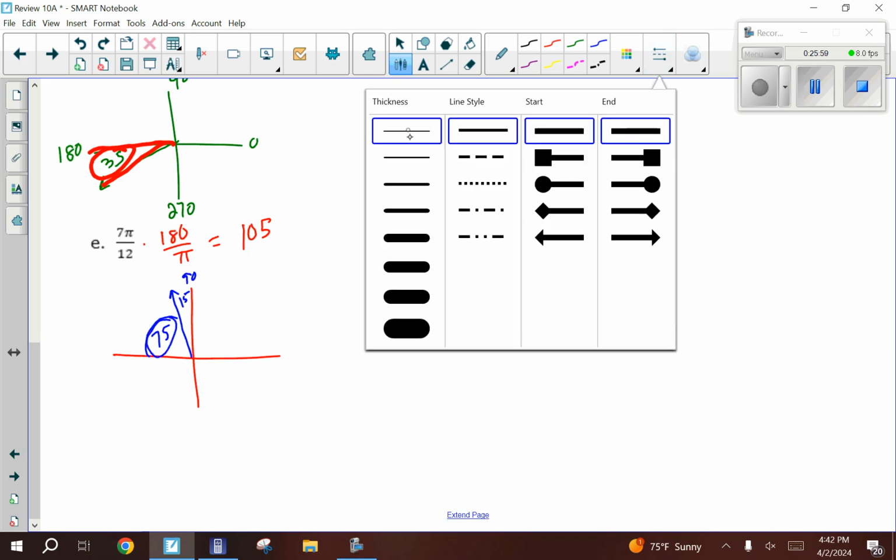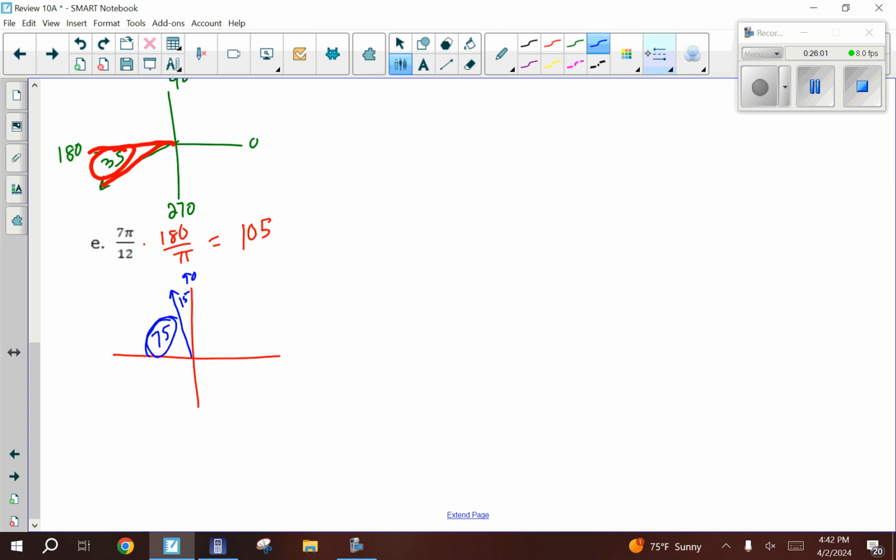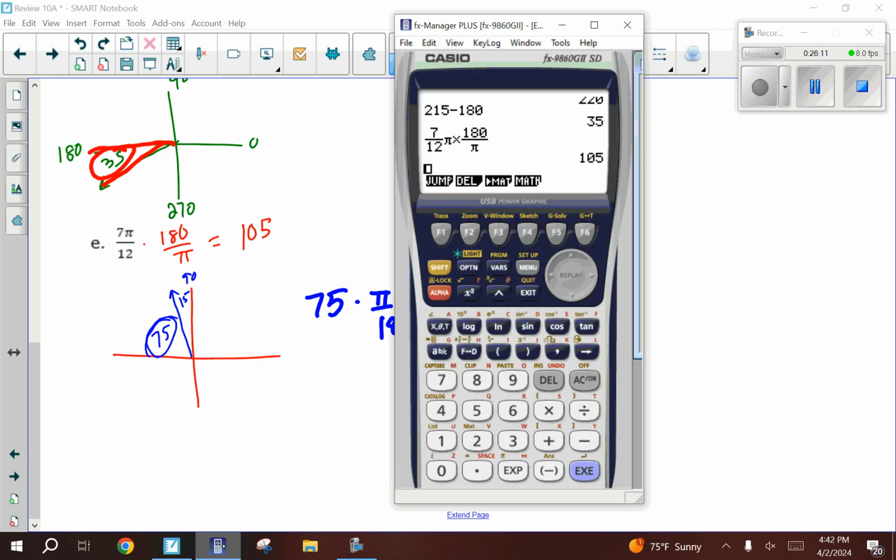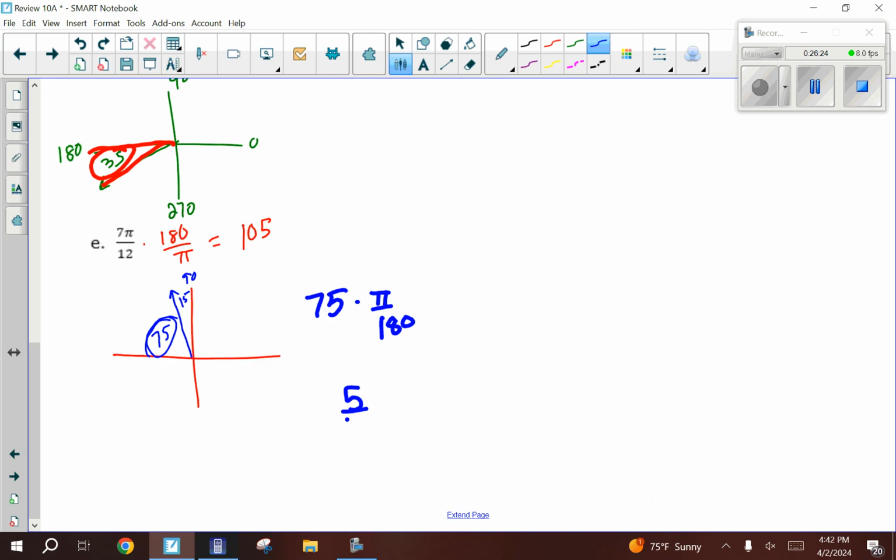Oh, I almost forgot, I've got to convert it back. They don't want it in degrees. They want it back in radians. So we're just going to multiply by pi over 180. So 75 times pi over 180. The answer they want is 5/12 pi, or 5 pi over 12, however you want to say it.